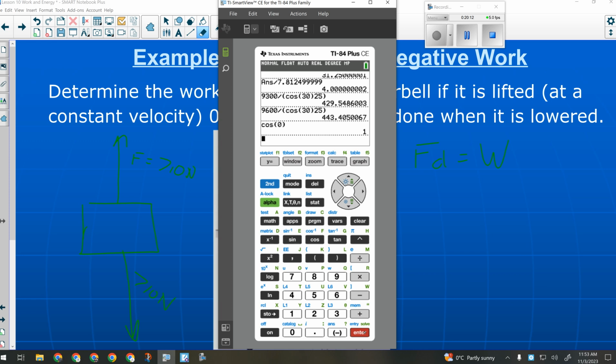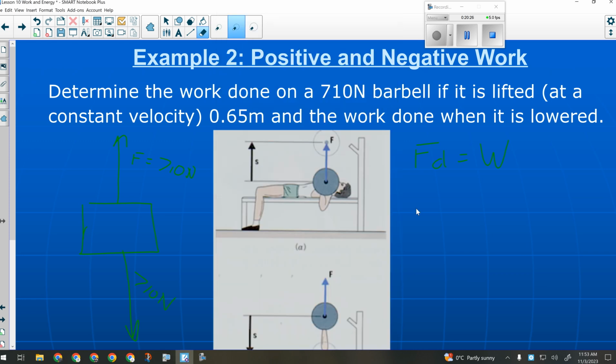So when forces are parallel, I don't bother putting in cos of theta, because I know the cos of 0 is 1. That's why we can just do force times distance when they're parallel. So when I push this thing up, what I'm really doing is 710 newtons times the cos of 0 times 0.65 meters. When I do that, I think I get 462 joules. So I have changed the mechanical energy, all of it potential, of the barbell by 462 joules. Everyone all right with that?